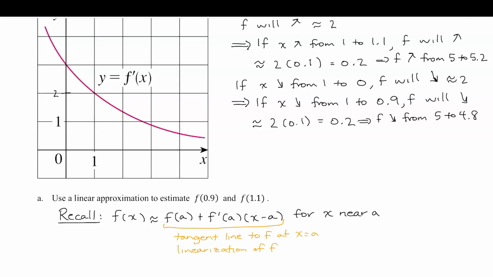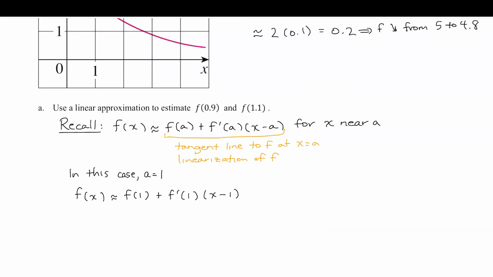So we think about the fact that if we zoom in on f, in this case near x equal 1, it's going to look like a straight line, and that straight line actually will be the tangent line that it resembles. In this case, a is equal to 1. That's our x-coordinate of the point of interest. So f of x can be approximated by where we were at f of 1.